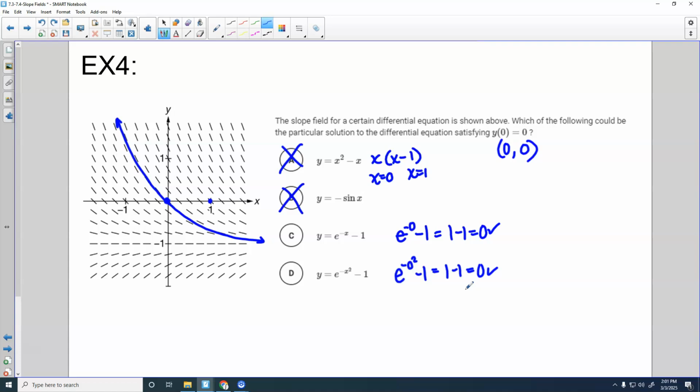So what I would think about next is what happens to the values as you plug numbers in. Negative exponents are difficult to think about, so I would write this one as 1 over e to the x minus 1, and that would mean that D would be 1 over e to the x squared minus 1.